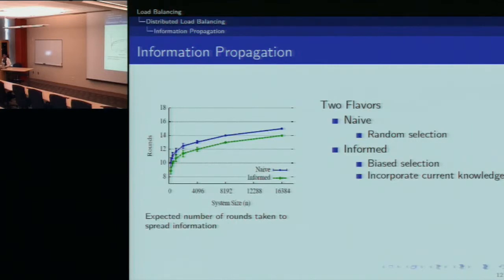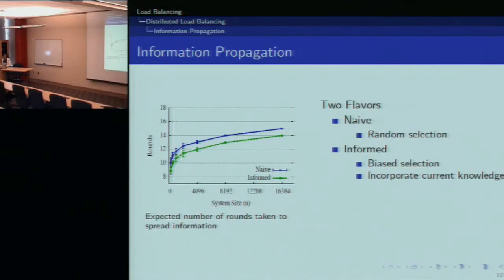So we have two schemes, two flavors for information propagation. One is a naive scheme where a receiving processor updates its knowledge base and selects F processors uniformly at random to send the message to. So this selection may include other underloaded processors.